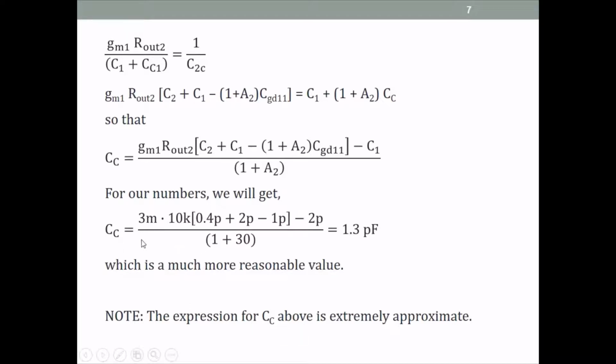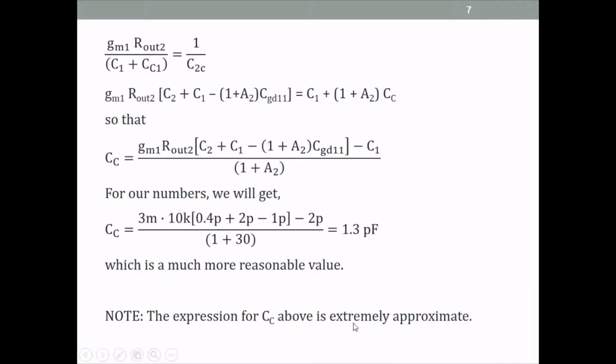So okay, we found a value for CC. The comment I make is that this expression for CC is actually very approximate. It is just to give us a sense of what the value is and what it depends on, and this will give us a starting value when we want to compensate an actual circuit in SPICE. What one does is use this value to start, and in SPICE you just do some trial and error until we get a phase margin of 45 degrees.